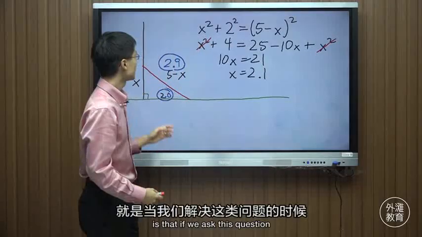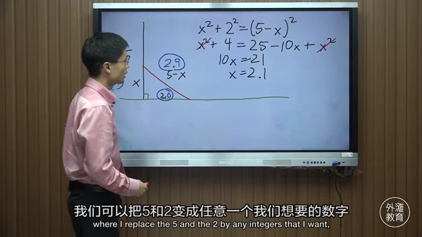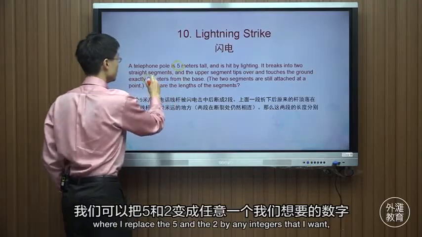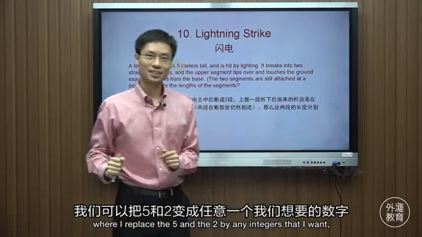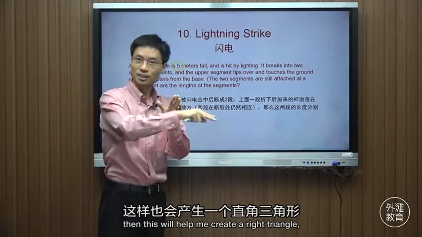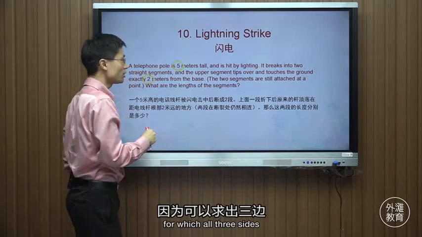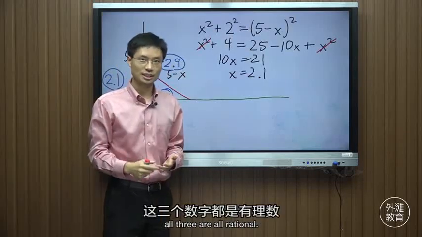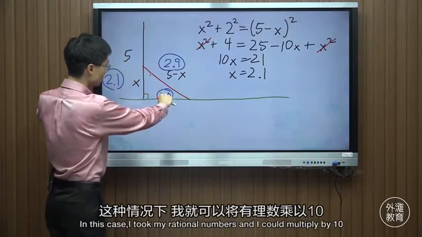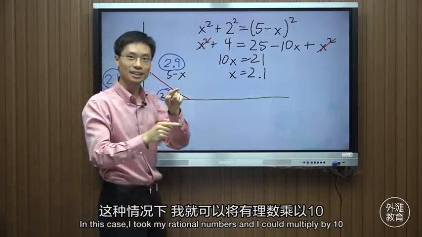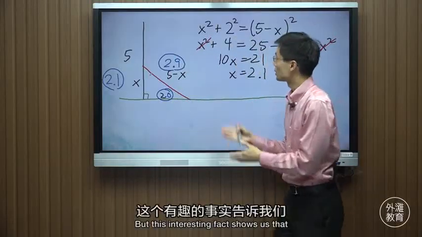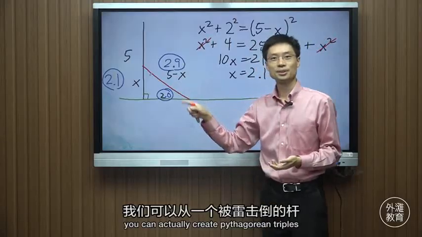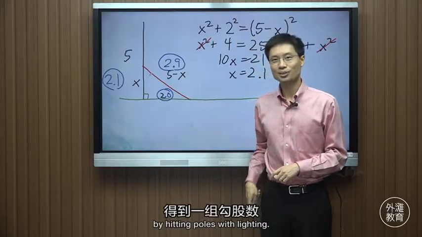What I'm saying is that if I ask this question where I replace the 5 and the 2 by any integers that I want, then this will help me create a right triangle for which all three sides, because of the x and the 5 minus x, are rational. In this case, I took my rational numbers and I could multiply by 10 to turn them all into integers. But this interesting fact shows that you can actually create Pythagorean triples by hitting poles with lightning.